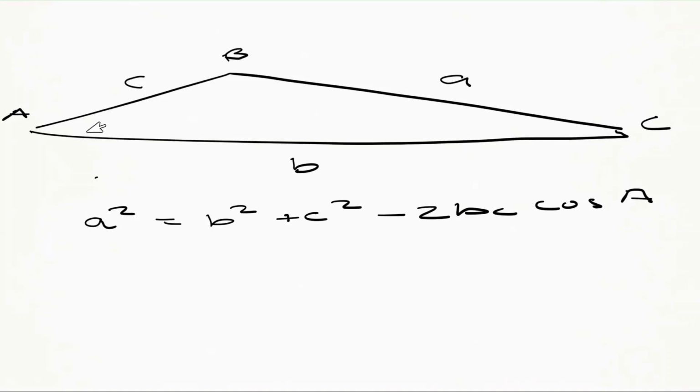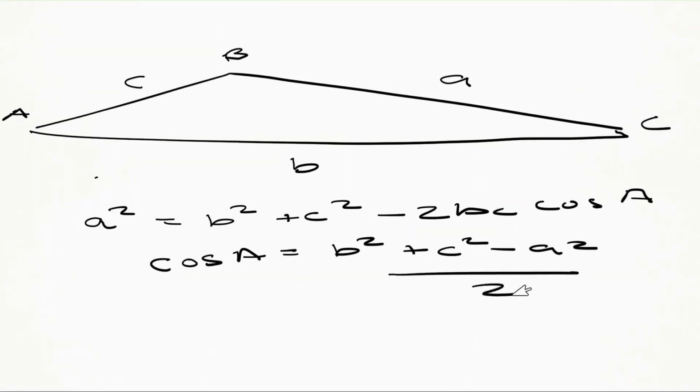So suppose if I want to rearrange for the angle instead, what I have is this. I have cosine of A, which is equal to b squared plus c squared minus a squared over 2bc. So let's have a look at an example.